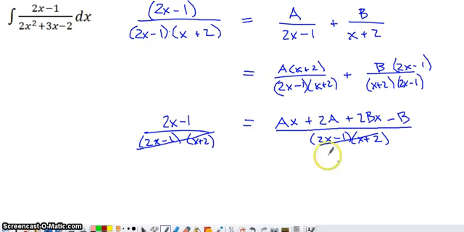In order to carry out this partial fraction decomposition successfully, what we're going to have to do is turn this one equation into a system of equations. And what we can use in order to do that are coefficients.